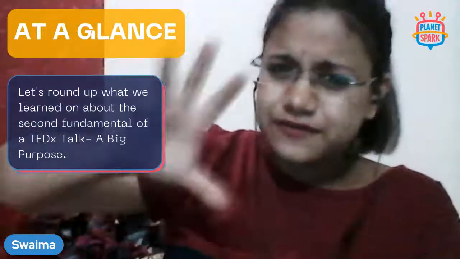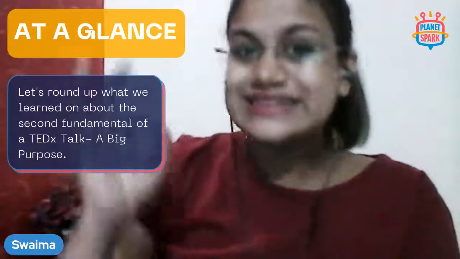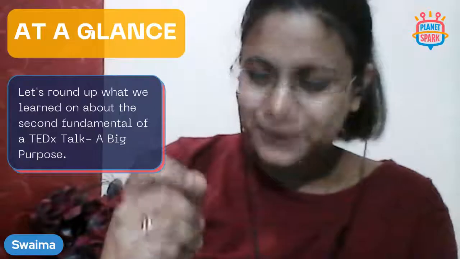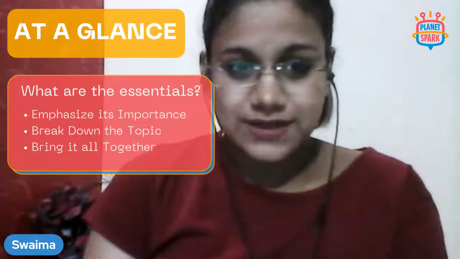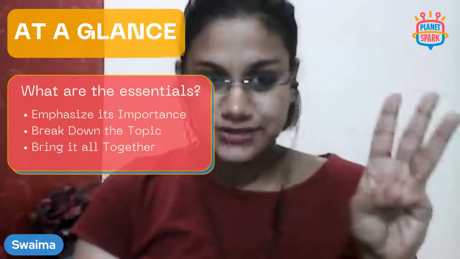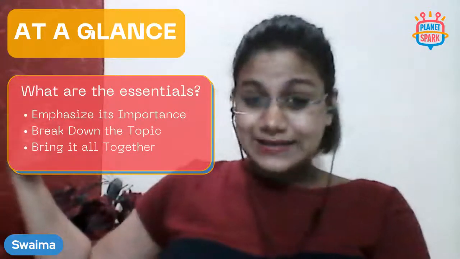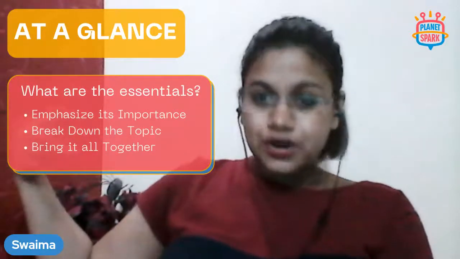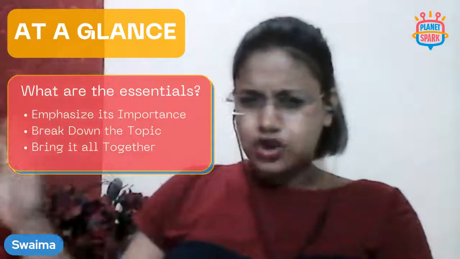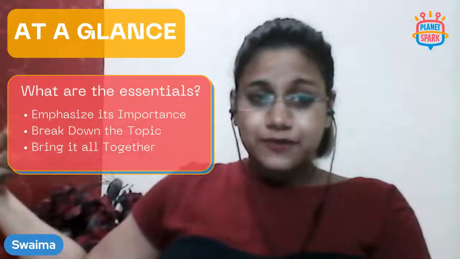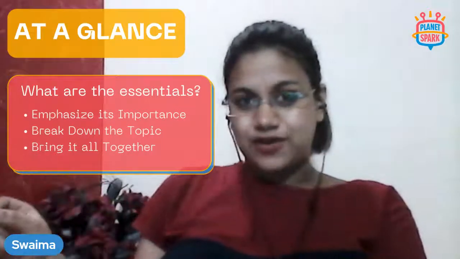We discussed three different essentials under it with a lot of comprehensive, coherent, clear examples to help you understand the message. The big purpose was a theme, and we discussed the three essentials, as you see on the screen right now. Number one is emphasize the importance of the topic. Number two, break down the topic. That means have different dimensions, branch it off, and give examples also. And number three, bring it all together, which means summarize it at the end of your talk.